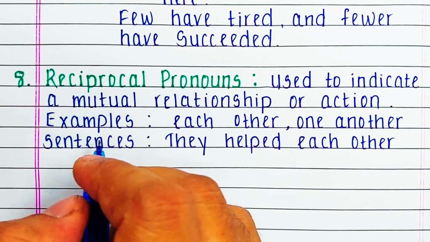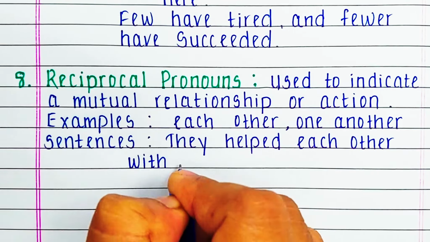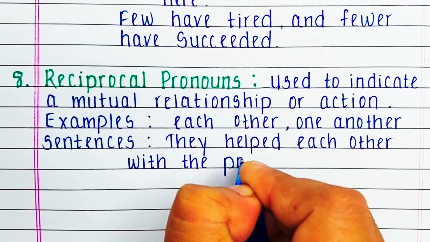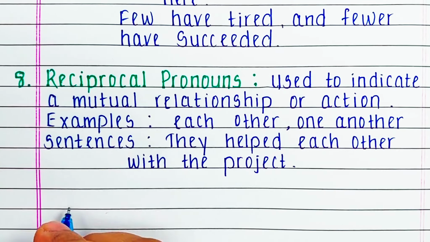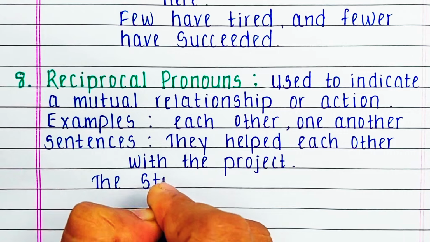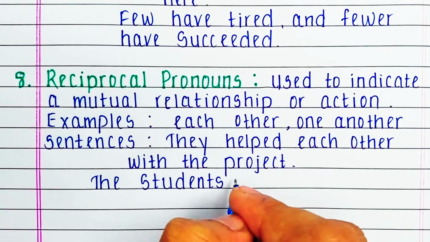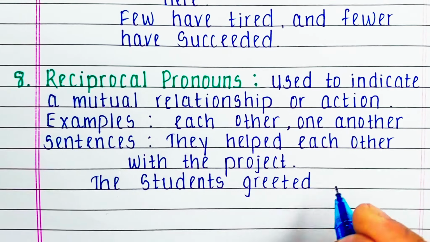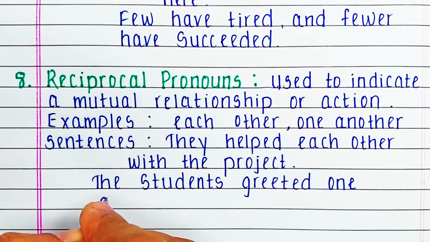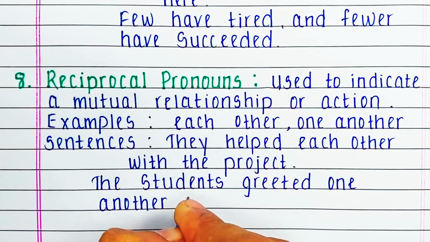Example number 1. They helped each other with the project. Here, each other is the reciprocal pronoun. Next is, the students greeted one another warmly. Here, in this sentence, one another is the reciprocal pronoun.